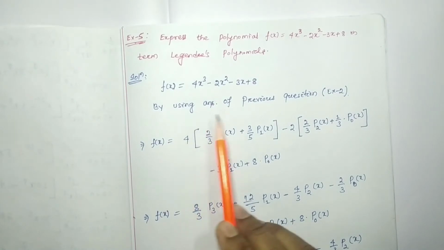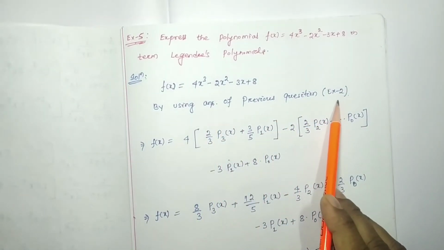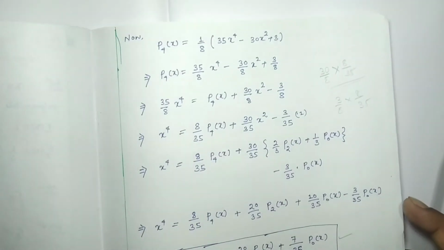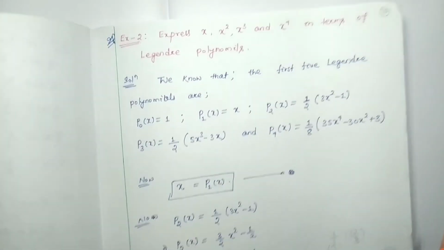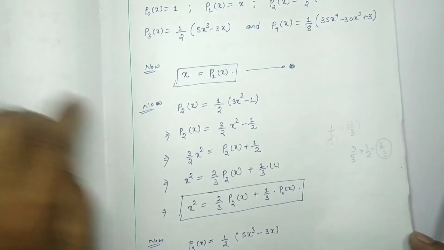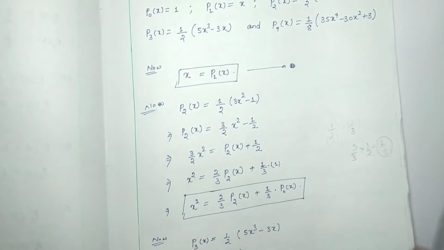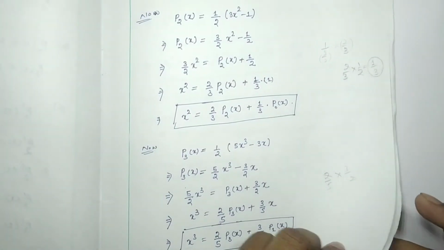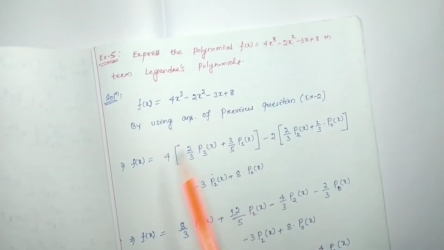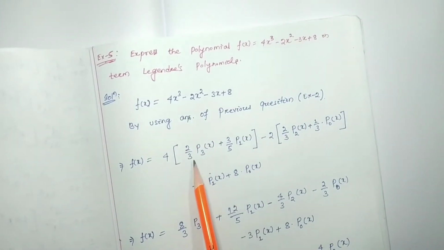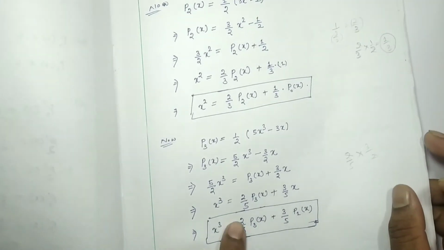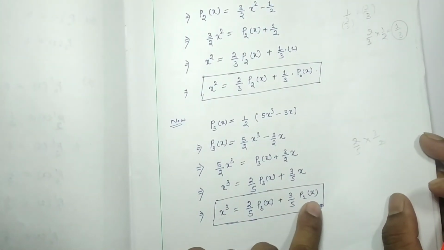By using the previous question, that is example number 2, where we already found x cube, x square, x in terms of polynomials, we are going to use that over here. This is your example number 2. We found x is P1(x), x square is this much, x cube is this much. Only I am going to put them over here. So here, 4 into the x cube value, which is this much: 2 by 5 P3(x) plus 3 by 5 P1(x).